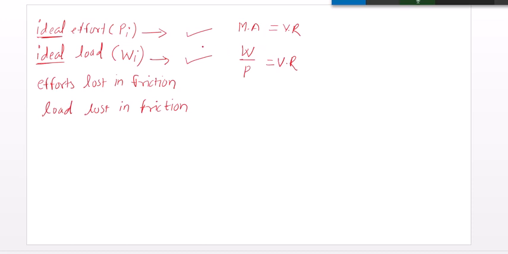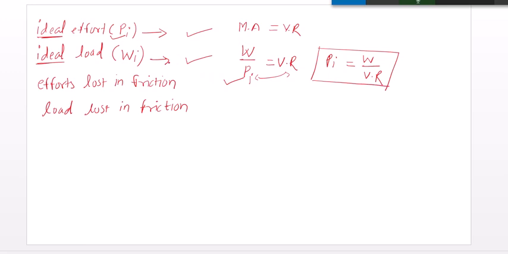Now to find the ideal efforts, for this P use the suffix I, then you get the ideal effort. Now take this PI to this side, and the velocity ratio to the other side, and you will get PI is equal to W, the load to be lifted, divided by velocity ratio, which is the formula of ideal efforts.